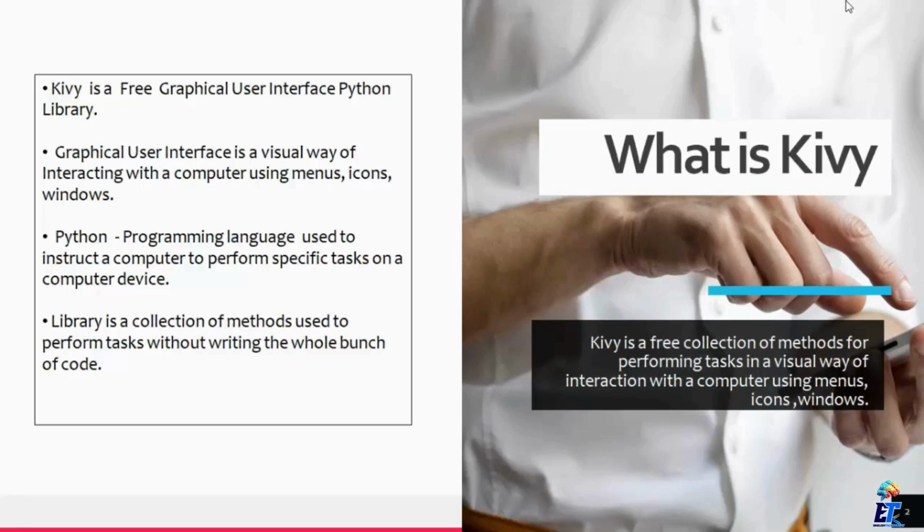To avoid that, the Kivy concept comes in. Let's see what Kivy is. Kivy is a free graphical user interface Python library where all the stuff with regard to windows, icons, and menus is available, and you just need to use this library to create the application. It makes sure that all the stuff is there without complexity, it saves a lot of time in creating the application, and it will run on different platforms like Android, iOS, and Windows.